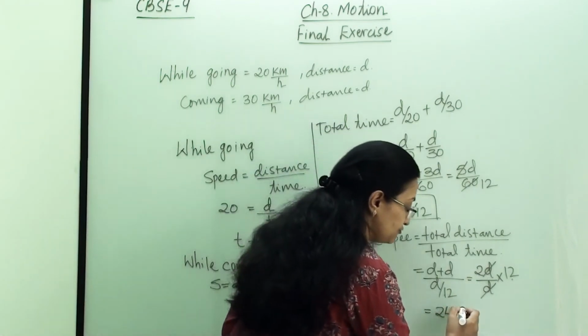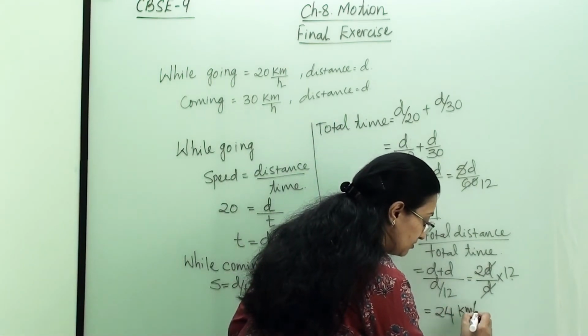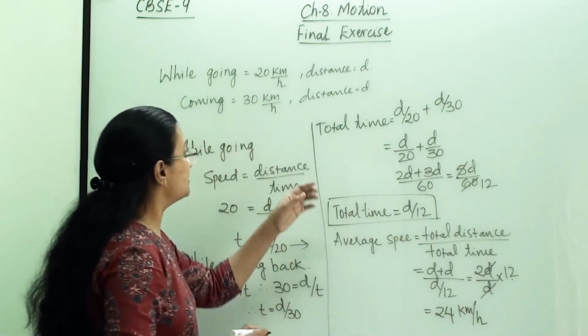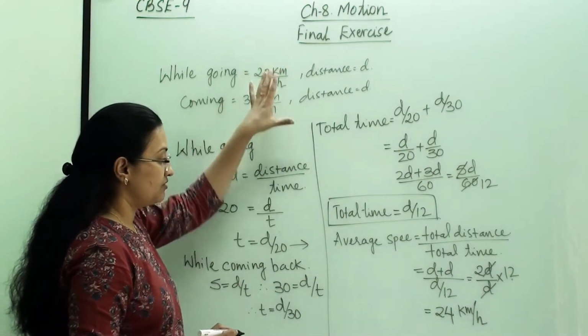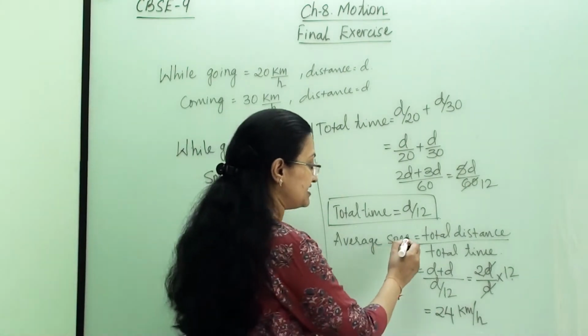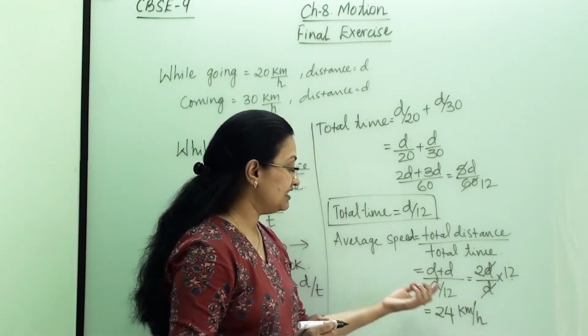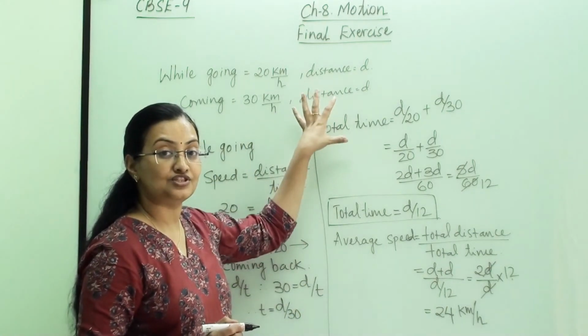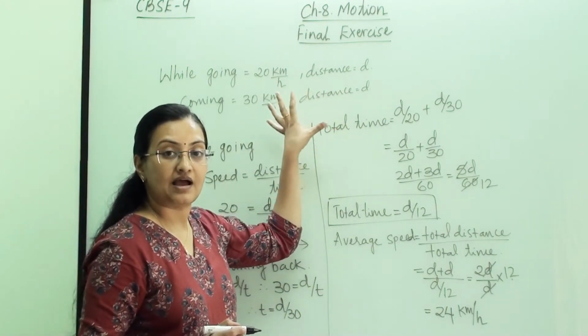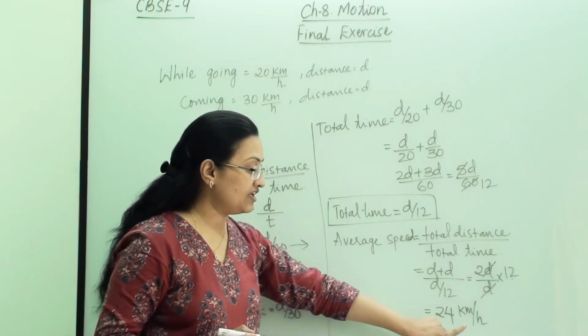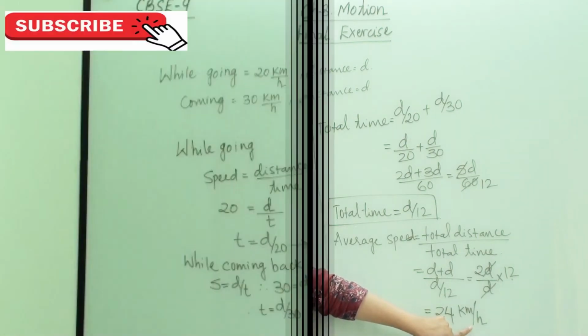Now this 24 is kilometer per hour. Why? Because our speeds here are in kilometer per hour. So whatever average speed we get here is 24 kilometer per hour. So that is the average speed for both of these journeys. While going and coming back, the average speed will be 24 kilometer per hour.